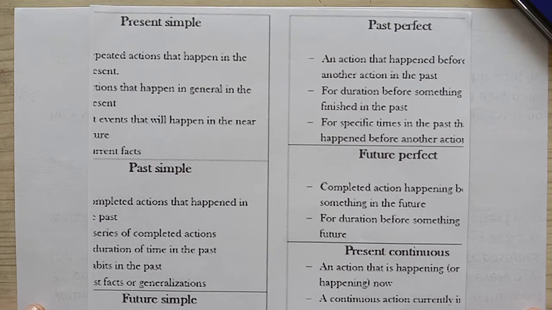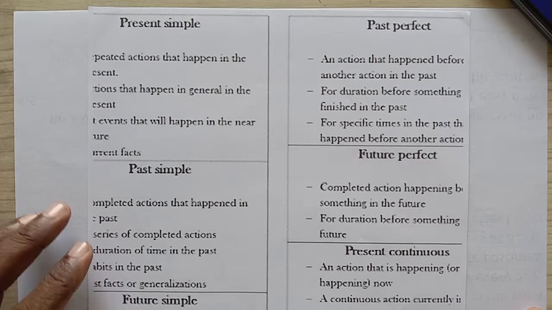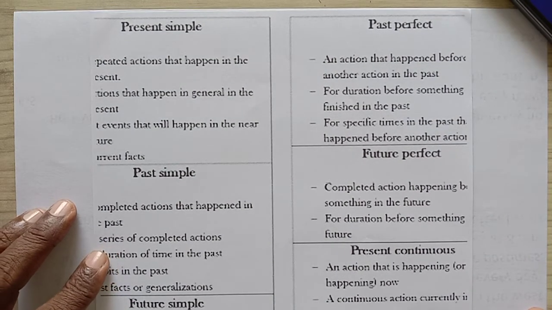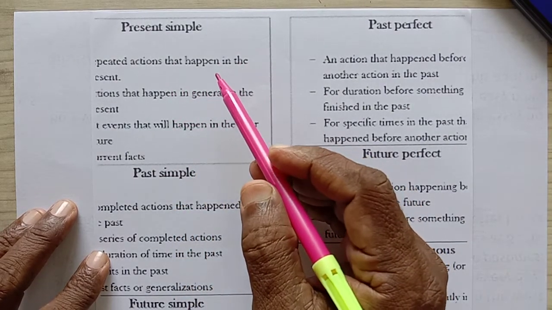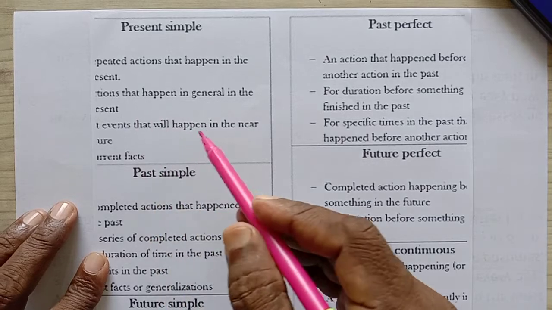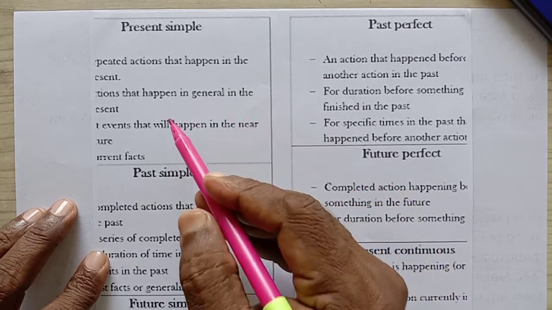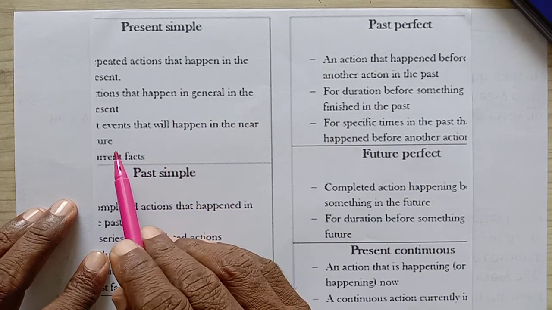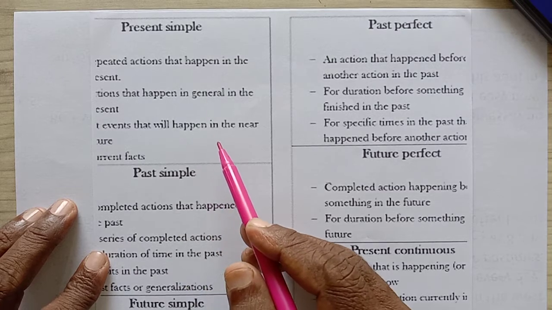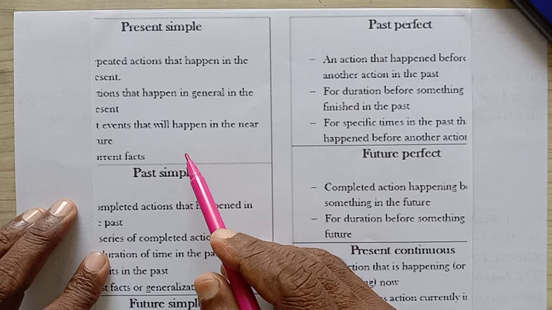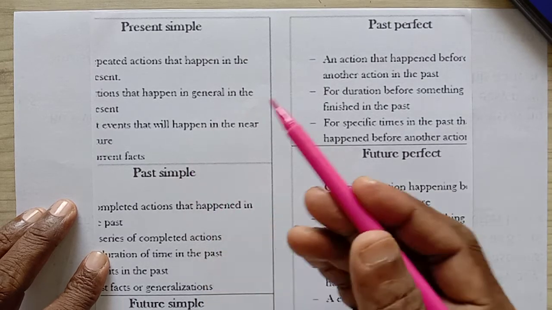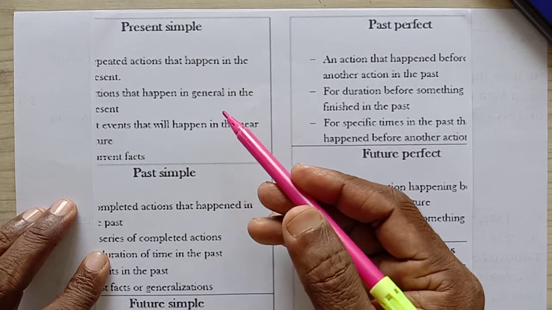Now let us see present simple. When do we use this? For repeated actions that happen in the present, actions that happen in general in the present, events that will happen in the near future, or current facts.